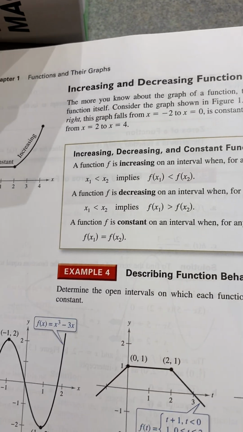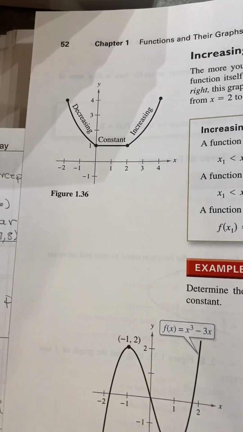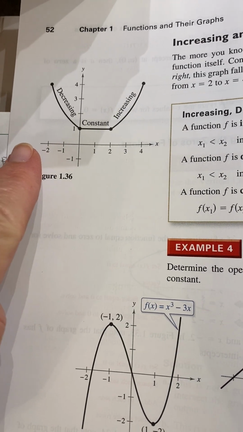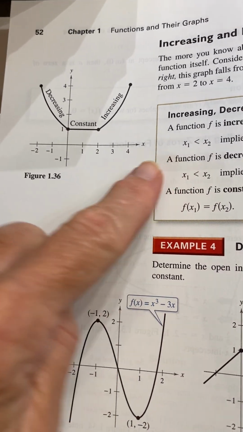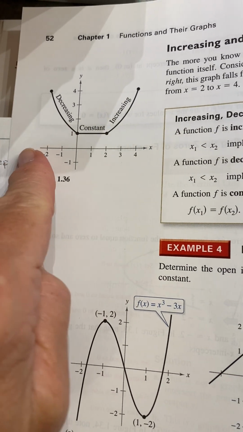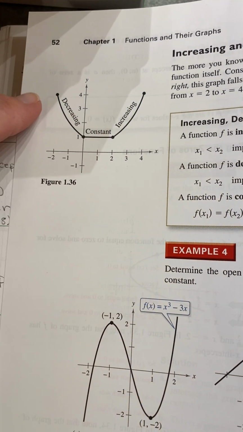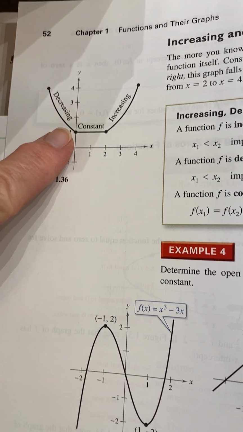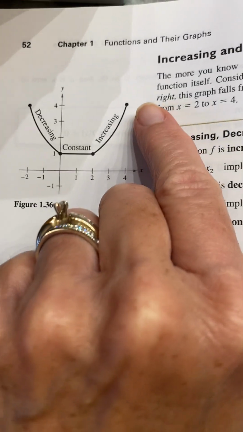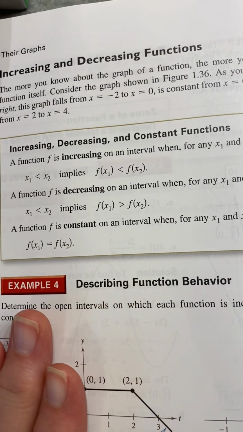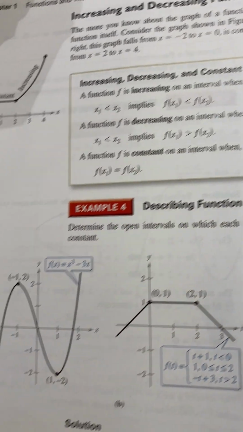Increasing and decreasing functions, pretty self-explanatory. We always look at a graph from left to right, just like you were reading. So as we're reading this graph from left to right, this function is decreasing. Now it's constant, and then here it's increasing. So increasing, decreasing, and constant functions.